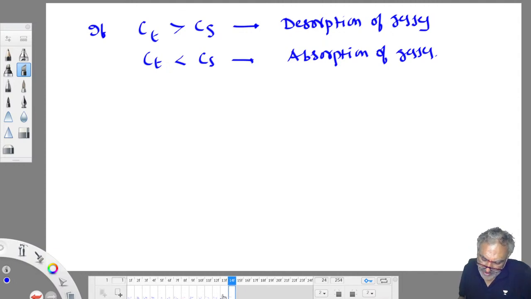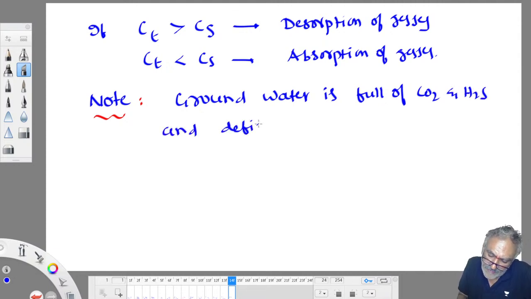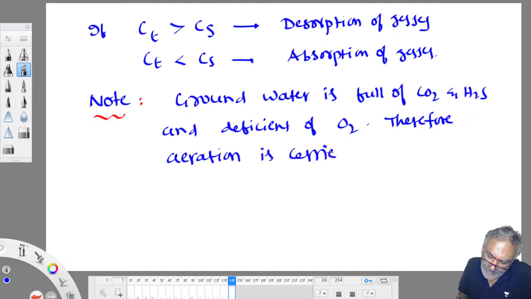Usually groundwater contains more H2S. Aeration is normally carried out for groundwater. Groundwater is rich with carbon dioxide and H2S and poor in oxygen levels. Therefore, to improve that, we carry out aeration. Surface water does not require it. Understood? Groundwater badly needs aeration.